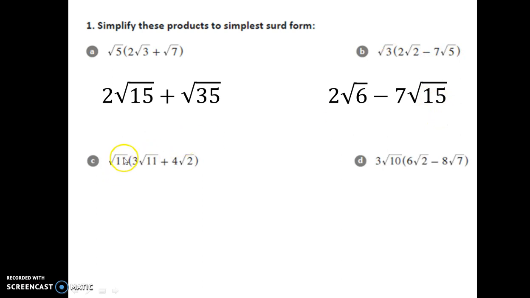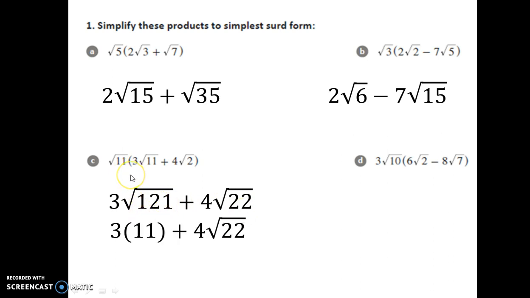Next one, C. Root 11 times this. There's going to be a 3 on the outside. There's going to be a root 11 times a root 11. Then 11 times 11 is 121. Then a root 11 times this is going to be 4 on the outside, and then 11 times 2 under the root. So we have that. This one can simplify further because the square root of 121 is 11. Anytime you have a root times a root, you'll end up with that. So there's 3 times 11. 3 times 11 is 33.